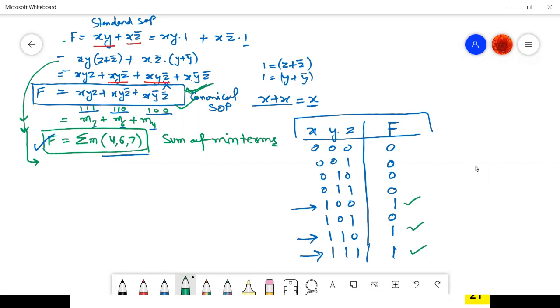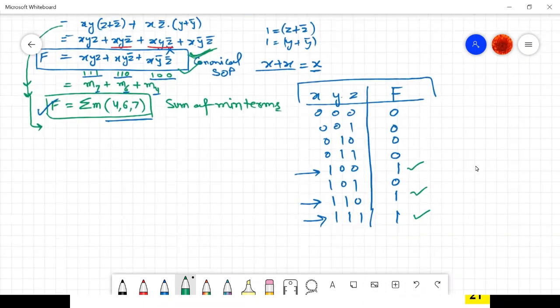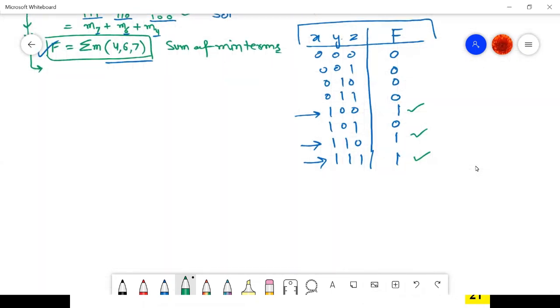Okay, let's have one more example. So this is sum of minterms. I believe it is clear to you. And now we can move to another question. Let's see this one.